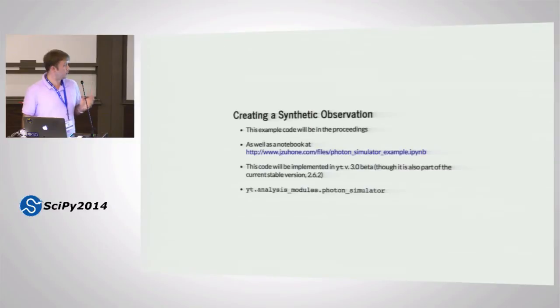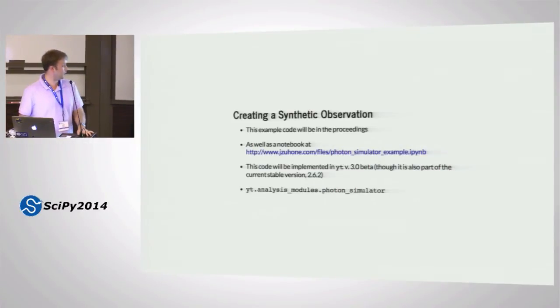So the example code I'm going to show is in the proceedings. It's also available as an IPython notebook, and there's a link in the proceedings, so you don't even have to write down the link right now if you want. The code is implemented, at least in this example, in YT 3.0 beta, though it is also part of the current stable version, which is 2.6. So the syntax will be a little different in some places, but essentially it's the same procedure. And the path to the analysis module is yt.analysis_modules.photon_simulator.